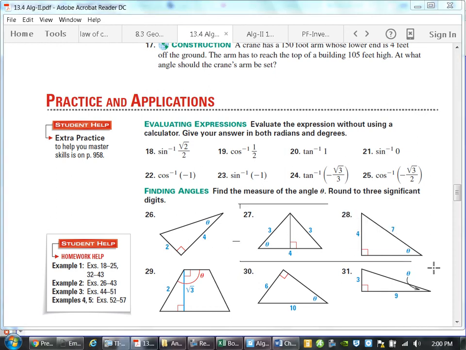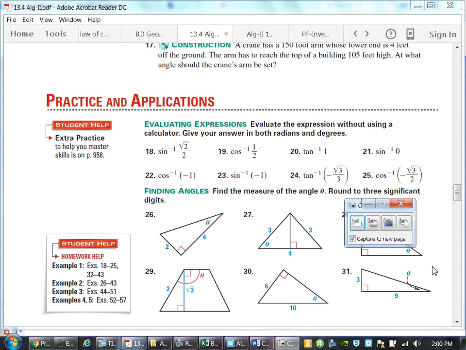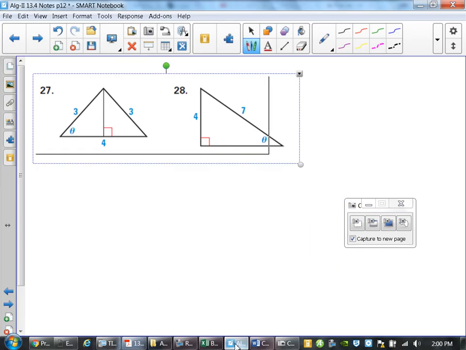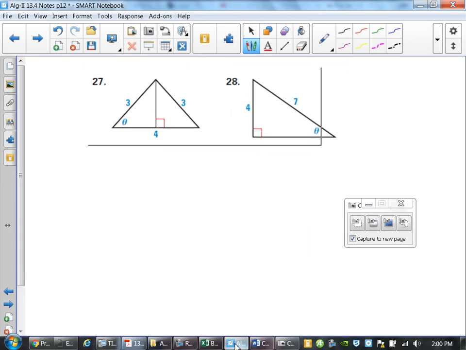Yeah, you just forgot. What does the altitude do? Perpendicular. What does the altitude do to an isosceles triangle? It bisects the base. So what trig function are you going to use? What trig function are you going to use? Sine.